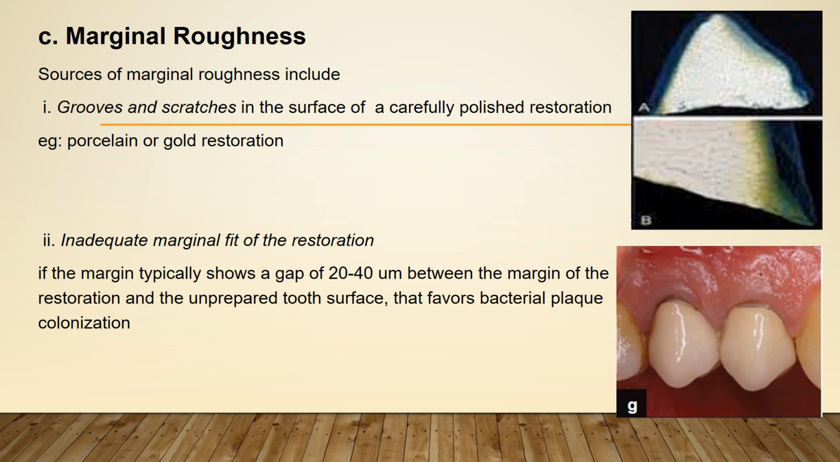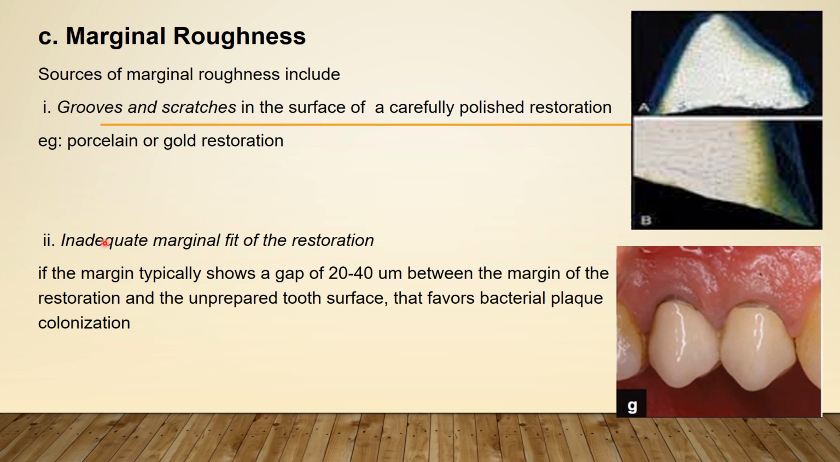So coming to the next point, that is marginal roughness. What are the sources of marginal roughness? They include grooves and scratches. You always know that any grooves or scratches or any rough surface on the surface of the restoration will always favor plaque retention, and then it can lead to gingivitis. The next point is inadequate margin fit of the restoration.